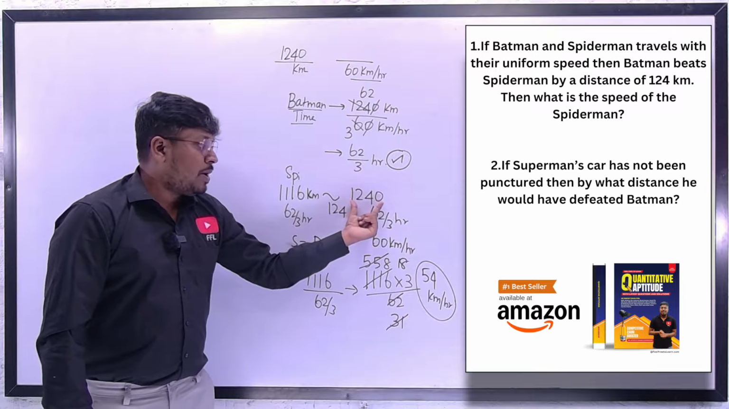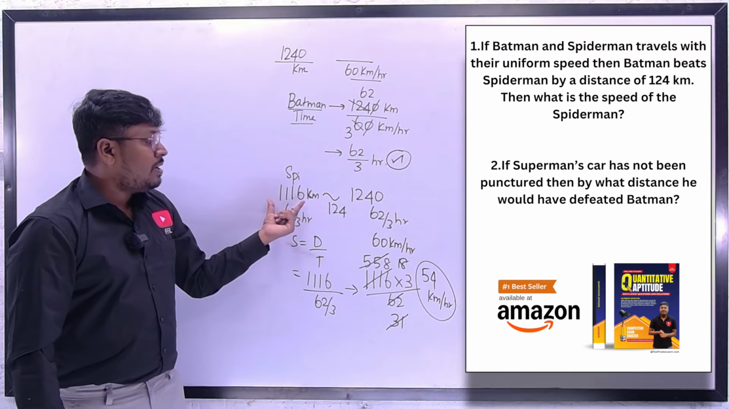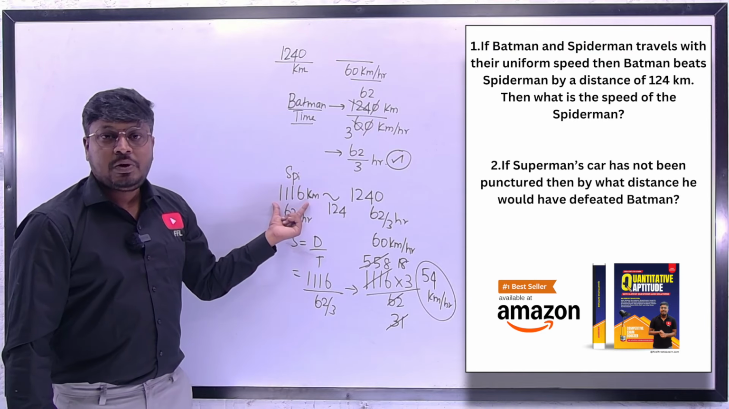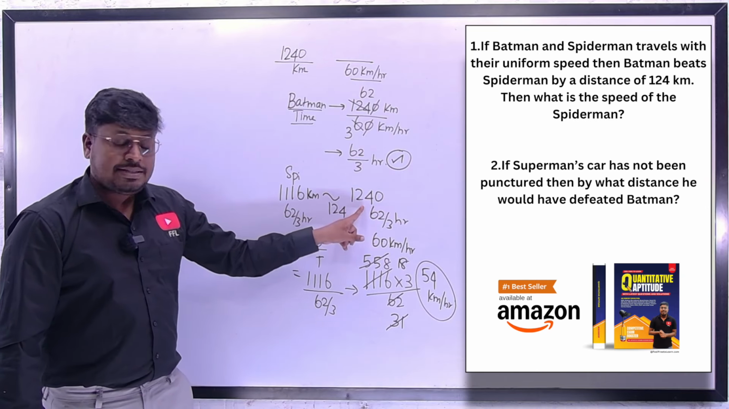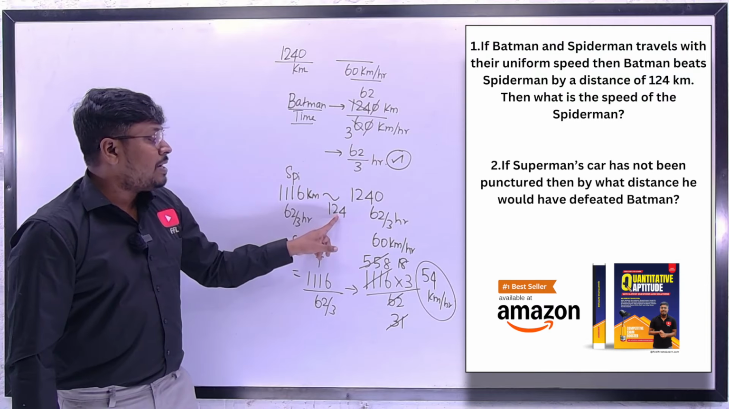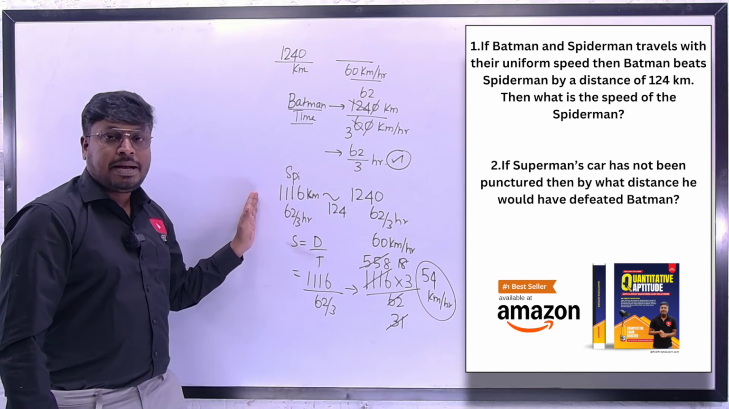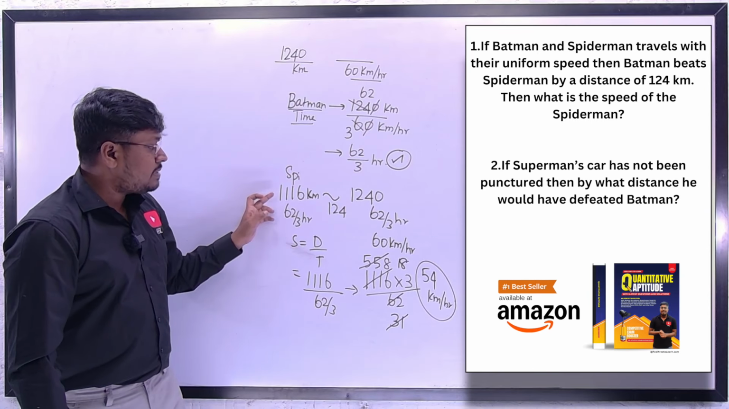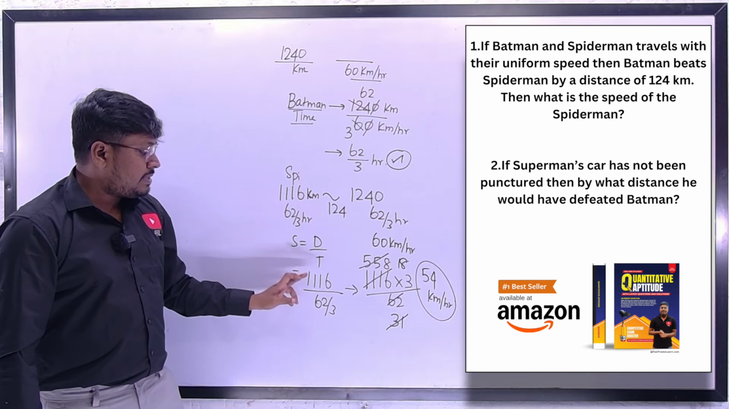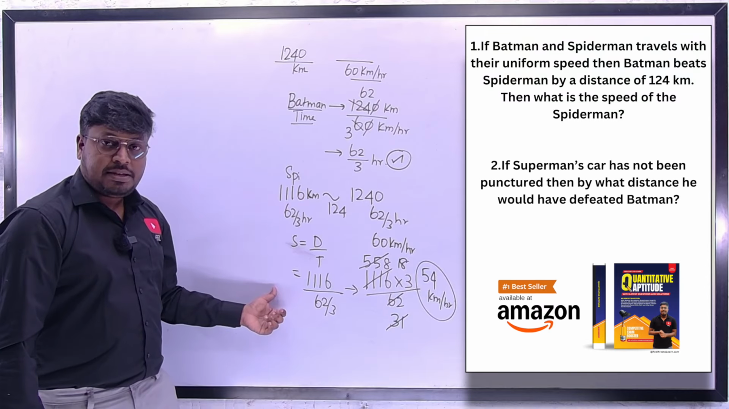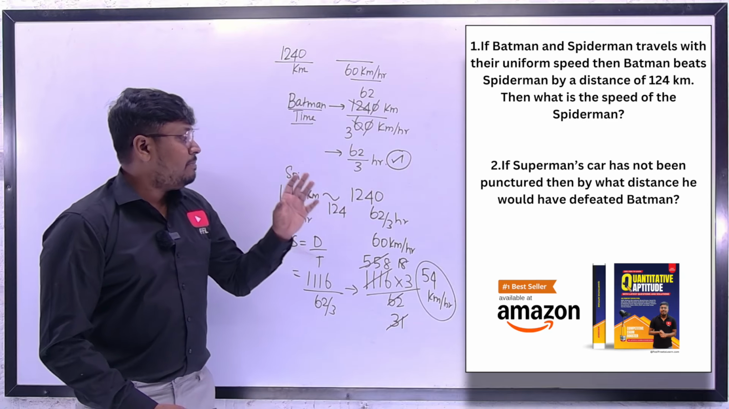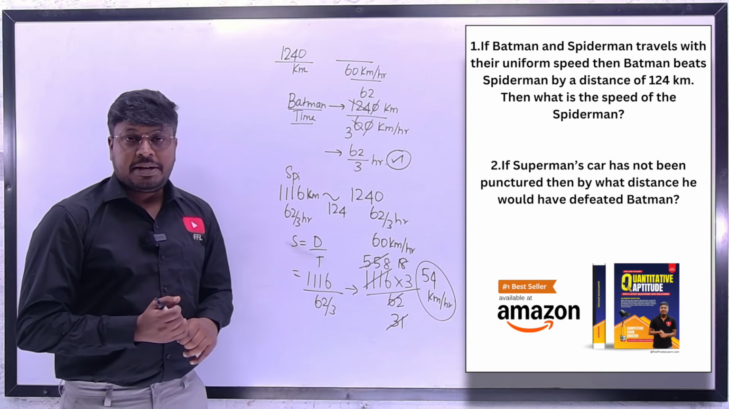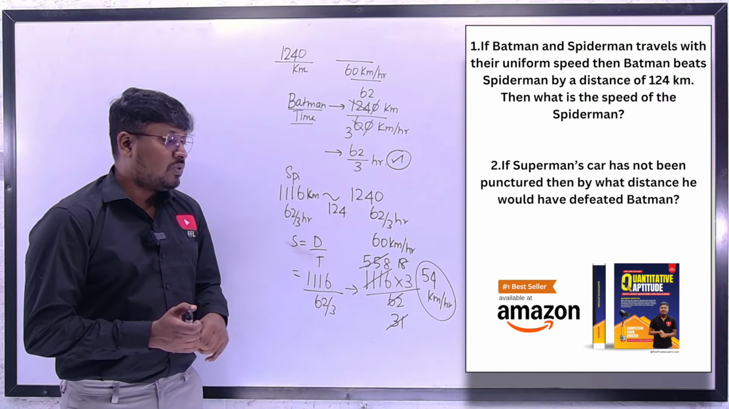So I subtracted 1240 minus 124, which will be 1116 kilometer. So at the same time, the Spider-Man will be 124 kilometer behind the Batman. So we know the distance, we know the time. So distance divided by time will be the speed. So I have calculated 54 kilometer per hour, which will be the speed of the Spider-Man, right? So this will be the answer for this question.